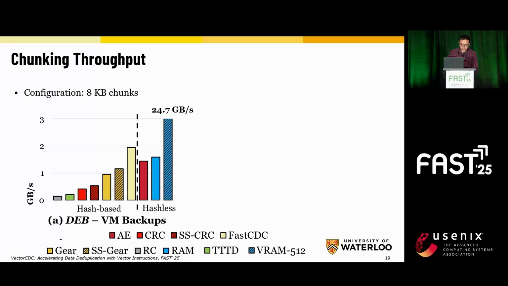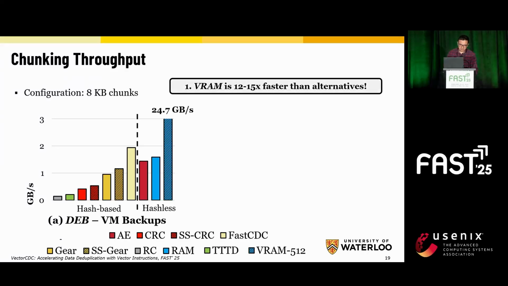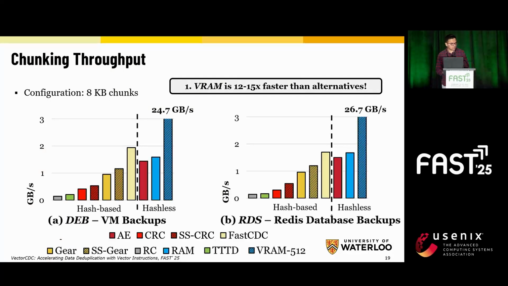From the graph, we also see that VRAM, which is our VectorCDC accelerated RAM, hits 25 Gbps, which is orders of magnitude faster than all the remaining alternatives out there. In fact, we are 12 to 15 times faster than any other alternative. And this is not just specific to this data set. This result also holds on the other data sets that we've looked at, such as Redis backups.